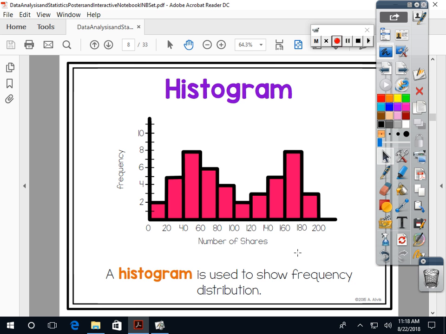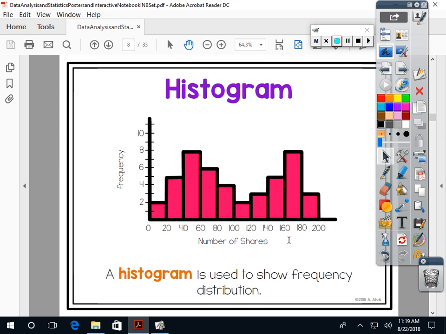How many people said that they had between 60 and 80 shares? 6. Okay, between 60 and 80, it goes up to 6. So the frequency of that many shares was 6. Okay, like over here, this bar would be between 160 and 180 shares, and 8 people said that they shared that much.